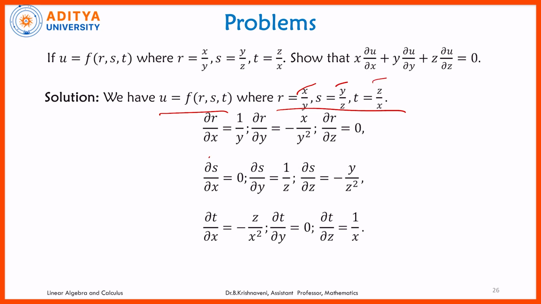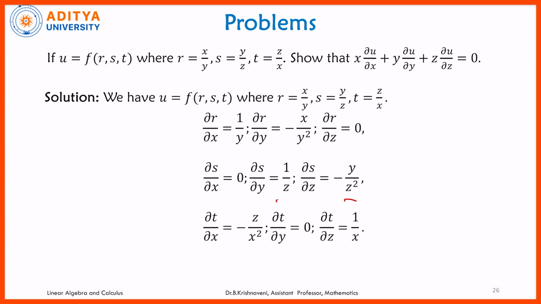Find dou r by dou x: with respect to x, it is 1 by y, and the derivative of x is 1. Dou r by dou y: x is constant, the derivative of 1 by y is minus 1 by y square. And dou r by dou z: there is no z term, x by y is constant, the derivative is 0. Next, dou s by dou x: there is no x, constant, so the derivative is 0. Next, dou s by dou y is 1 by z, and dou s by dou z: y into 1 by z, the derivative is minus 1 by z square.